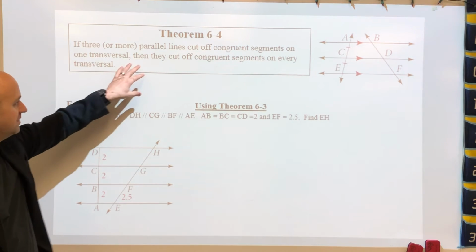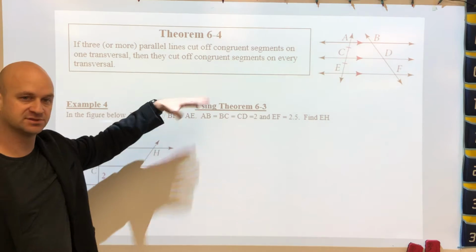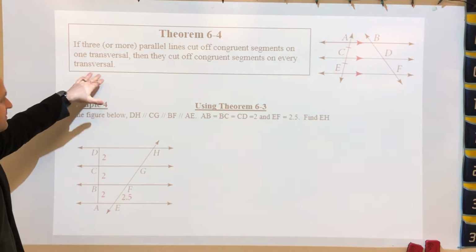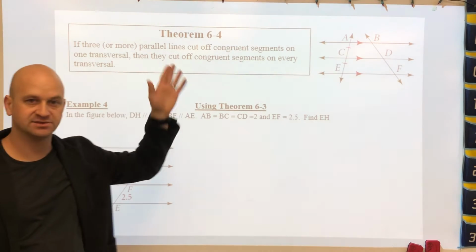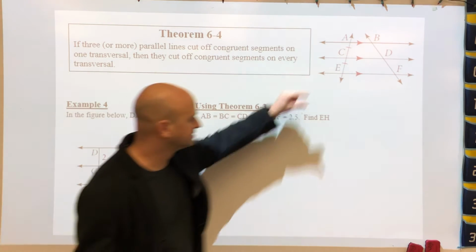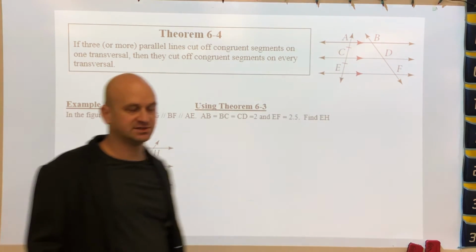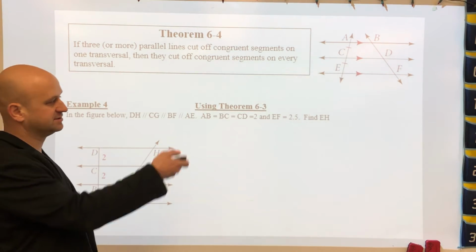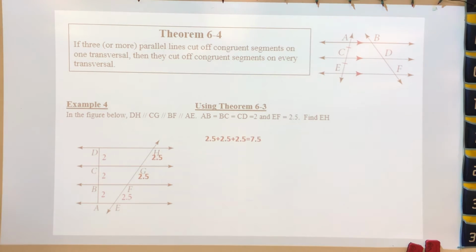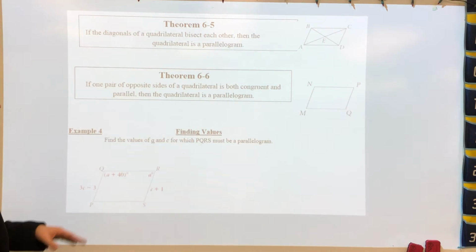All right, this theorem we don't really focus a ton on, but what it says is if you have 3 or more parallel lines with transversals and the distance between the parallel lines is the same, then the distance on these are going to be the same as well. So that's not something we spend a lot of time on.